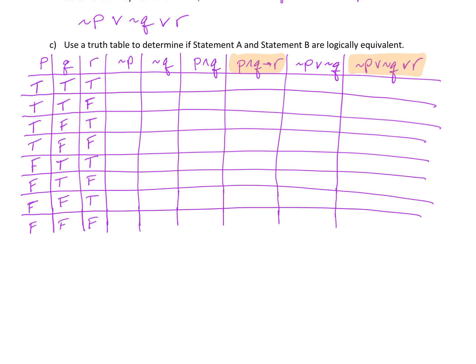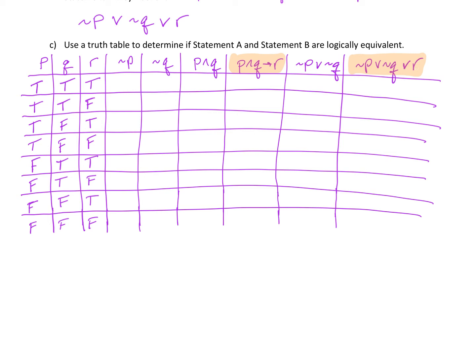What I'm looking for when I'm done with filling out this whole truth table is that these two columns will be identical. If they are exactly the same, that means that they always have the same truth value, and thus they are logically equivalent. All right, so we'll fill this all in.